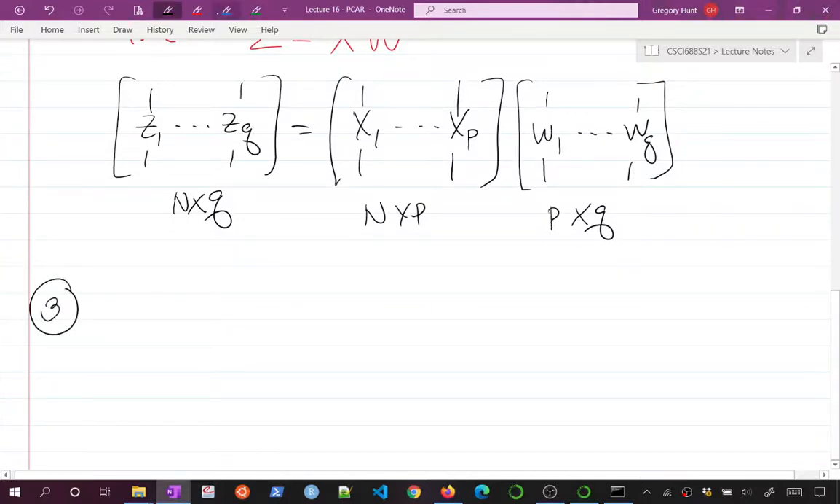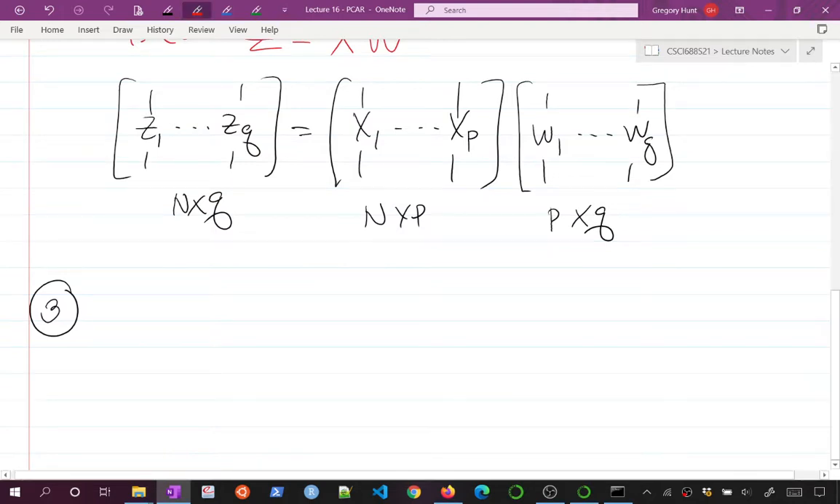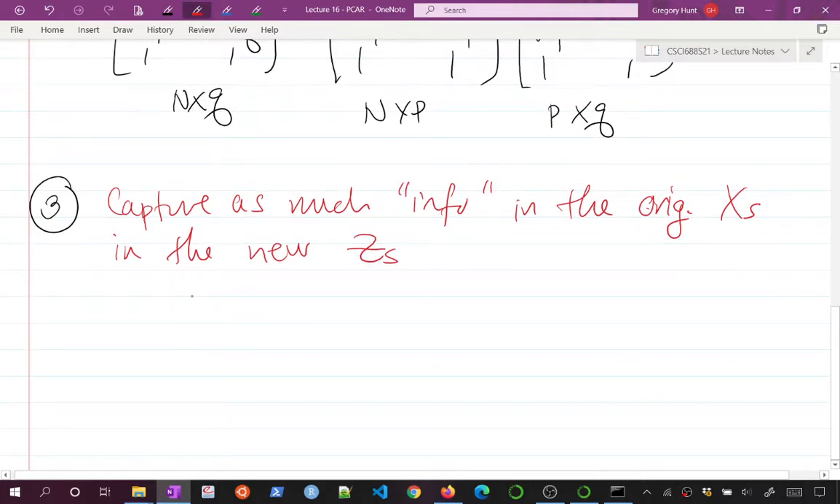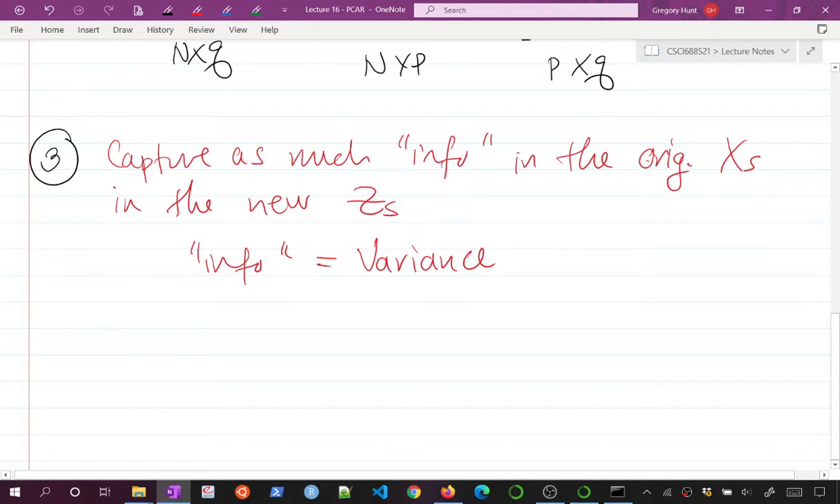But the third goal of PCA here is going to be to capture as much, quote, information in the original x's in the new z's, and here information is equal to basically variance. And so we're going to try and create the z's in such a way that they have maximal variance. Here we consider variance in our data to be interestingness. It's just the ways in which our data is spatially spread. The way in which it fills up the space is measured by variance.